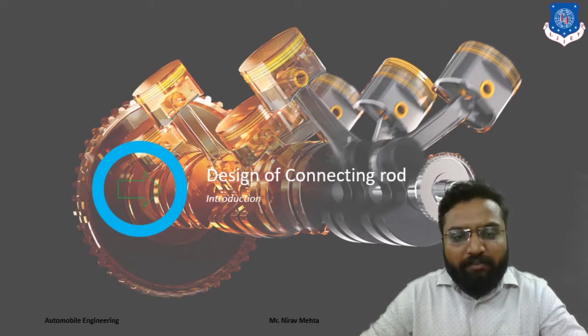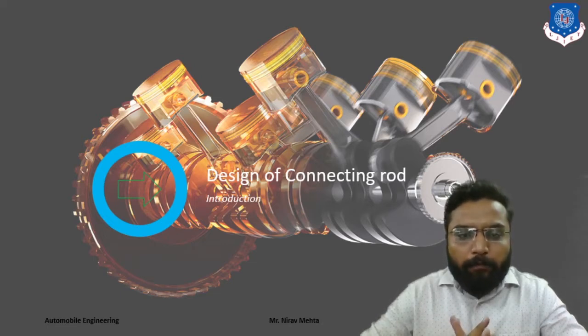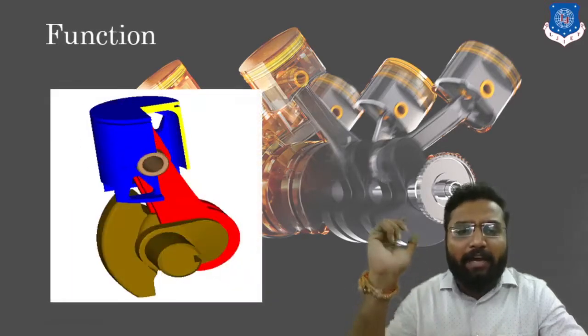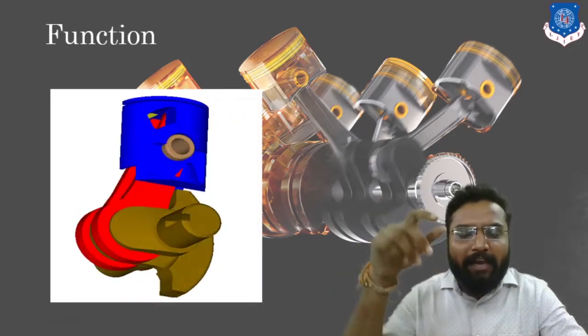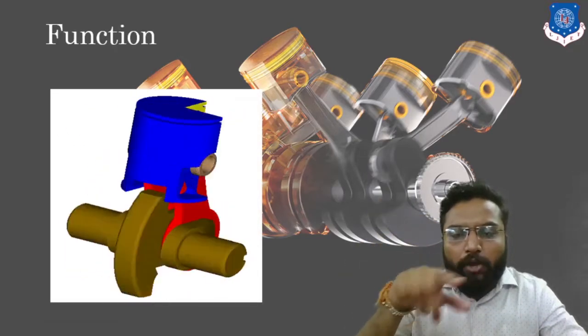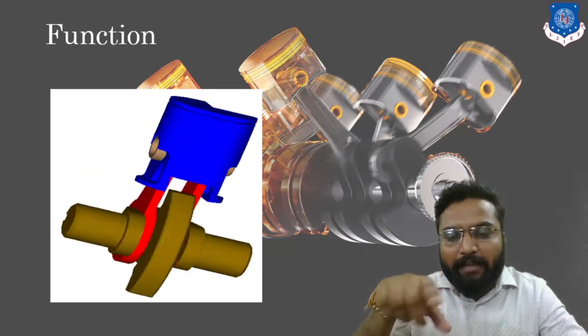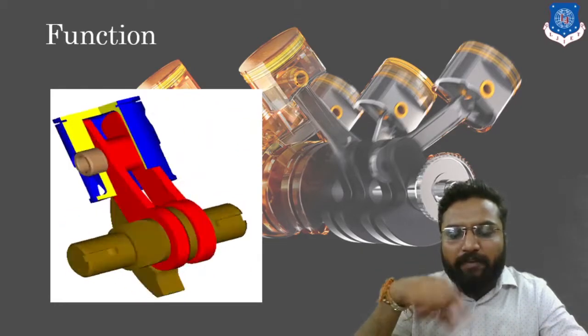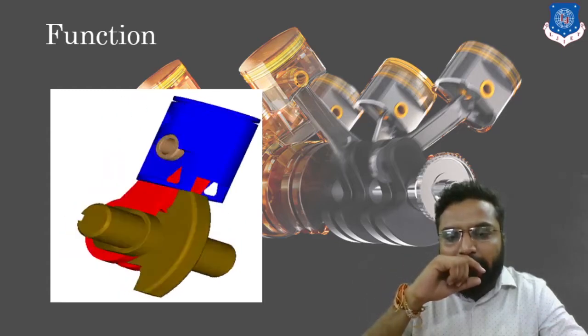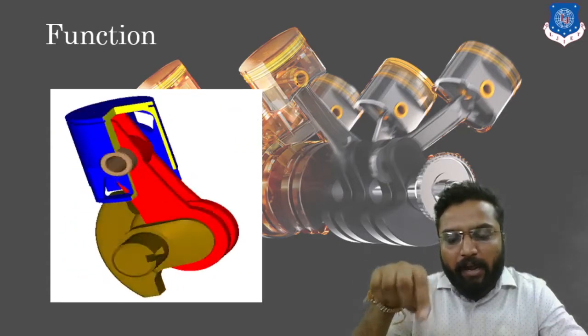A connecting rod is a component which connects the piston and crankshaft to transfer power of gas pressure which is generated in the cylinder piston cavity. So here you can see the animation of our connecting rod. In the blue area it is the piston, the brown area is the crankshaft, and the red portion is the connecting rod which connects the piston and crankshaft.